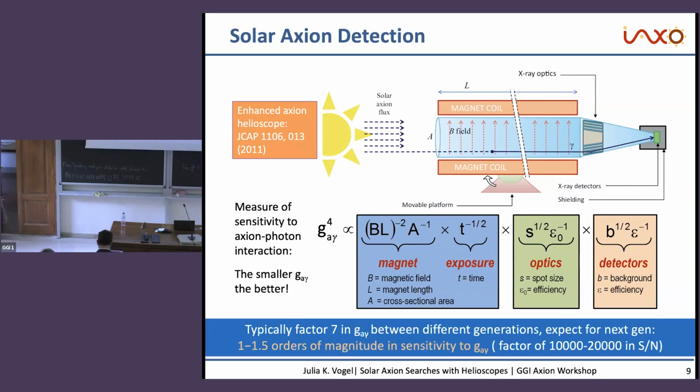Typically between 2 generations of helioscope, we improve by a factor of 7. So for the next generation, with BabyIAXO, we're aiming at an improvement of 1 to 1.5 orders of magnitude in sensitivity to g_a gamma, which corresponds to a factor of 10,000 to 20,000 in signal to noise. So this is going to be a big step forward.